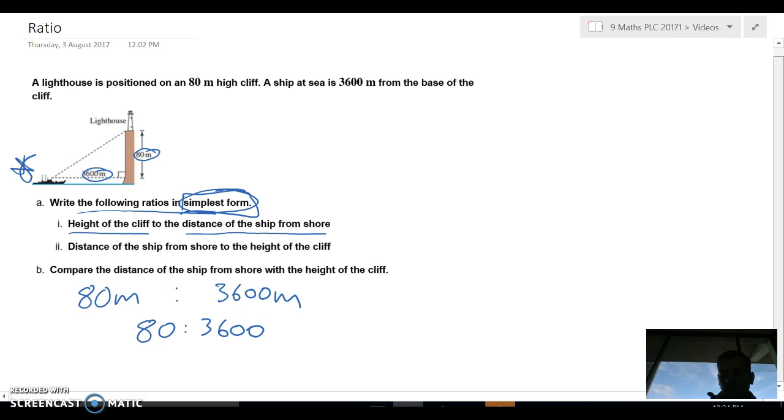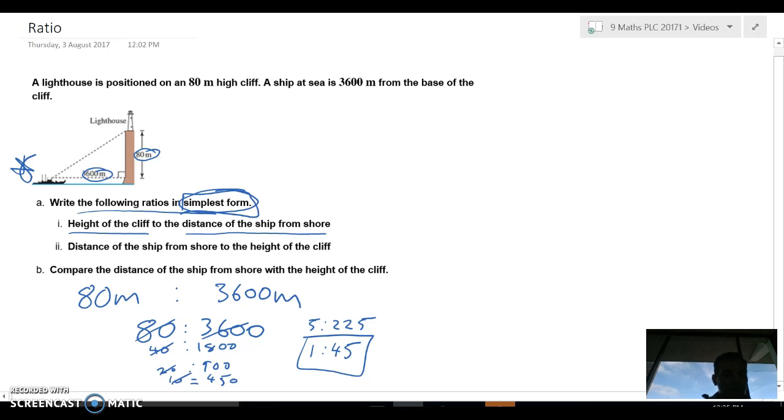Now obviously if we know our times tables really well, we can just divide by the highest common factor. But if not, we can go through and just say divide by 2. So that's going to be 40 to 1,800. Divide by 2 again, which will get me to 20 and 900. We can divide by 2 again, so that gets me to 10 and 450. Divide by 2 again, so that will get me to 5 and 225. And then we can divide by 5, so that gets me to 1 and 45. So the ratio of the height of the cliff to the distance of the ship is 1 to 45.